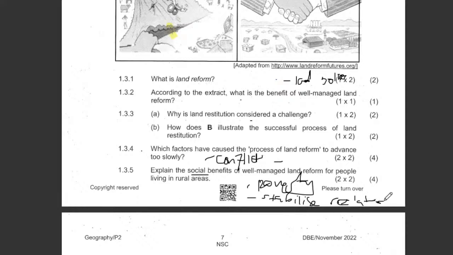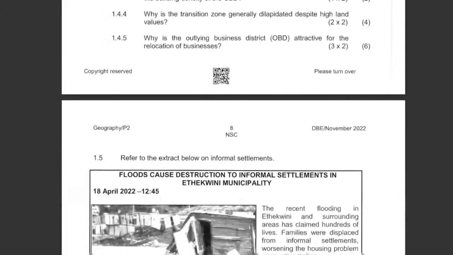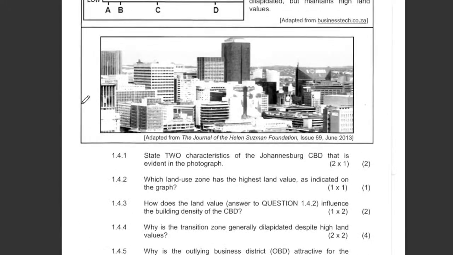It will stabilize relationships. Maybe you can also look at people's standards of living, which will also improve. Since it is 2 marks times 2, poverty will be alleviated or reduced, stabilizing relationships and also improving. So if poverty is reduced, automatically the standards of living will be improved.